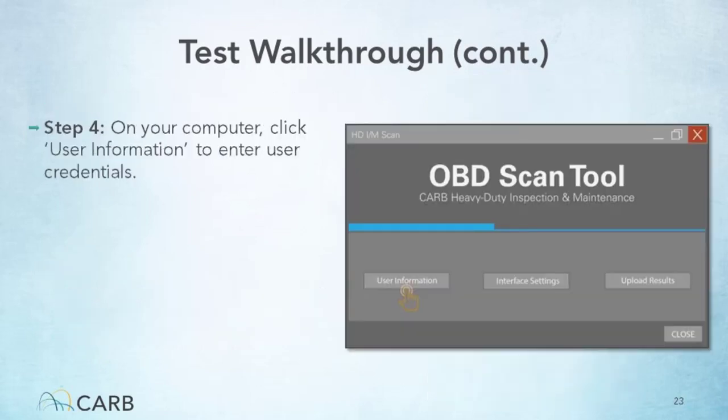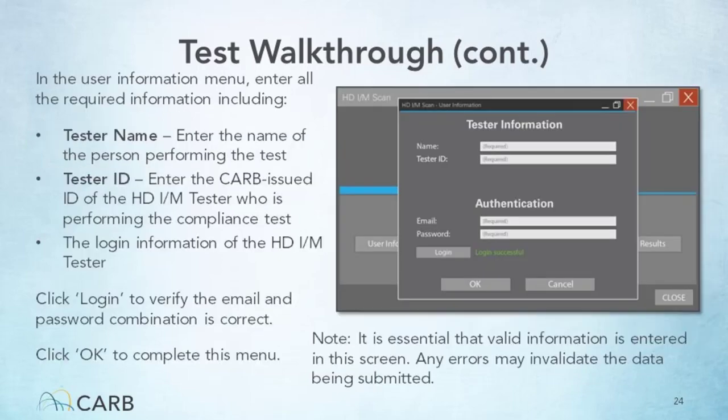On your computer, click User Information to enter your user information, which will include your CARB-issued HD-I&M Tester ID. The next slide will show you an example screen for entering user information. A user information menu will appear on the screen, similar to what's shown here. Now enter information about yourself as the HD-I&M tester, including your name, the HD-I&M Tester ID that CARB will issue to you when you pass this training series, your email address, and password.